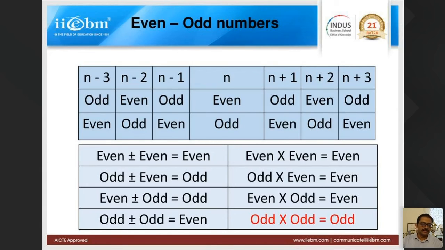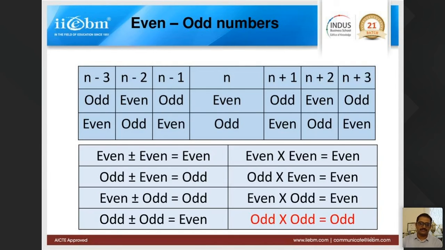So odd plus or minus odd, which is 3 plus 5, gives me 8, which is even. 3 minus 5 gives me minus 2, which is even.